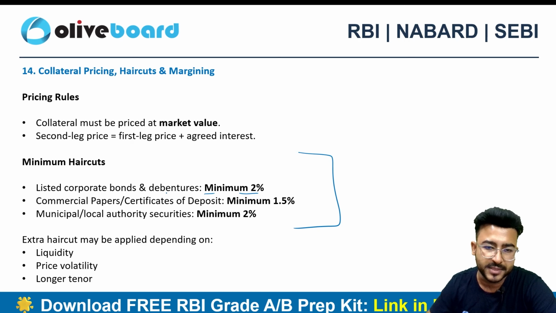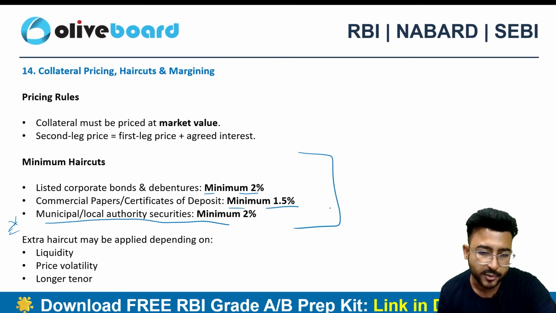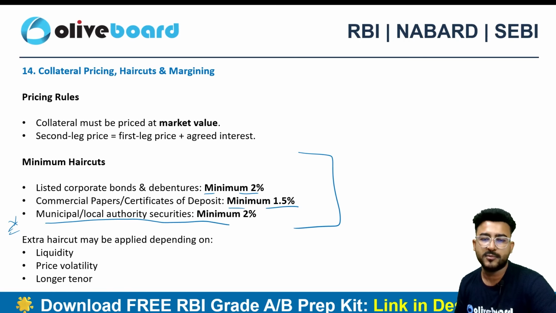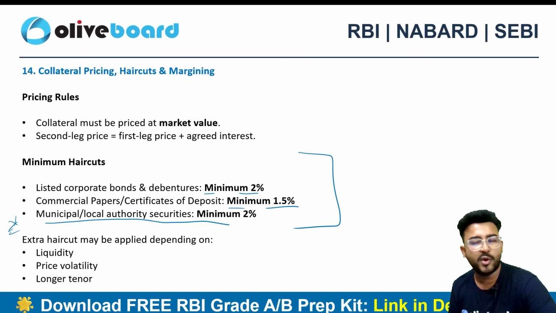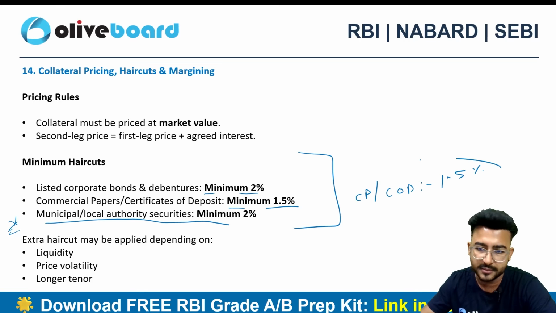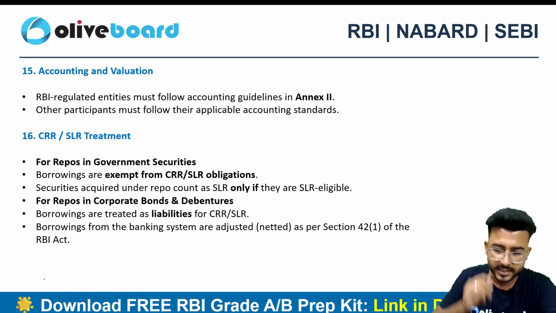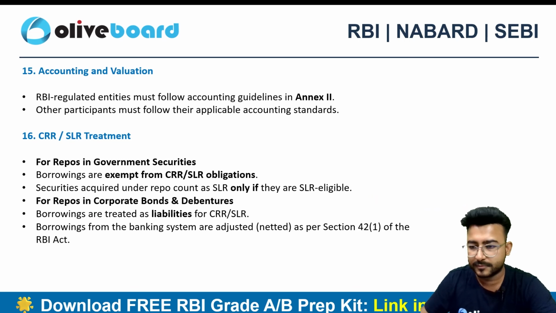For commercial papers and certificates of deposit, a minimum of 1.5% needs to be deducted. For municipal and local authority securities, this is a new addition, a minimum 2% is required to be deducted, right? So 2%, 1.5% and 2%. Broadly, it is 2% only, but for commercial papers and CDs, just for CPs and CDs, it is 1.5% minimum. For everything else, it is 2%, right?